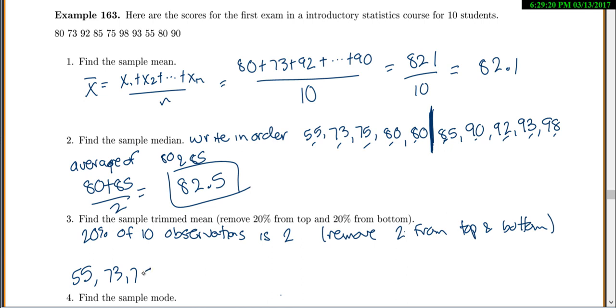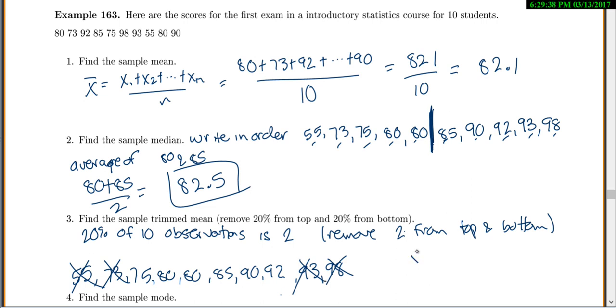It's 55, 73, 75, 80, 80, 85, 90, 92, 93, 98. So before we find the average, we cross off the bottom two and the top two. And now find the average.